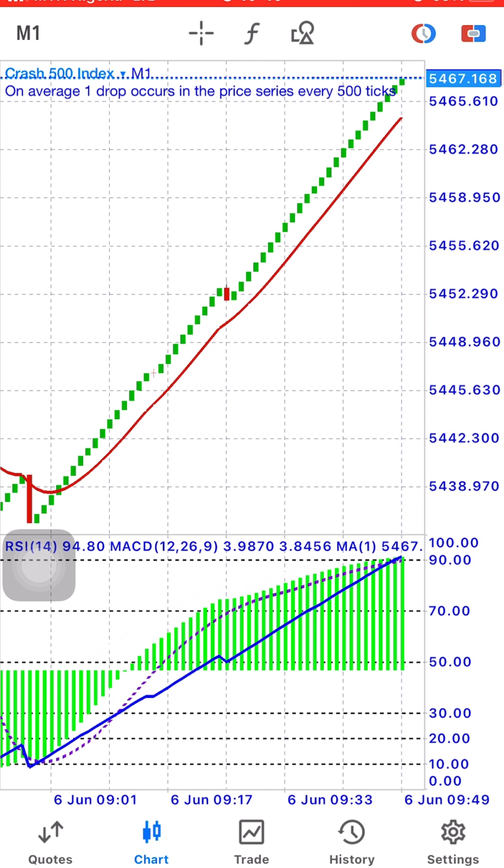We are going to be talking about how to use trend lines, price action, all of that to trade synthetic indices successfully, especially boom and crash.